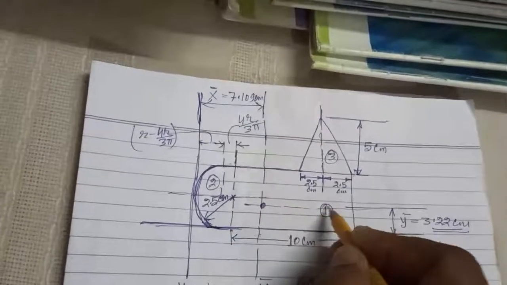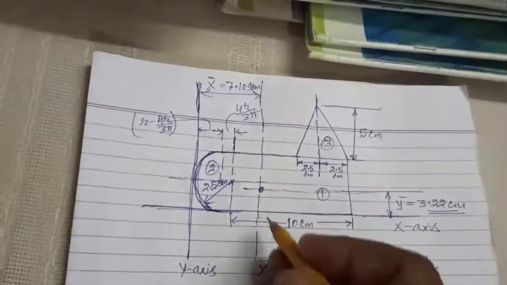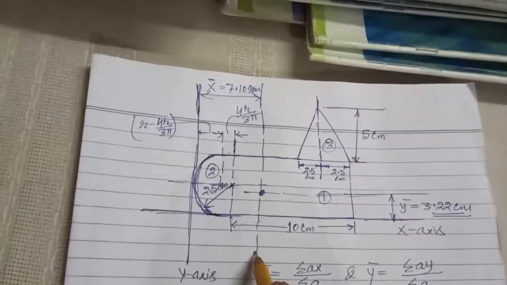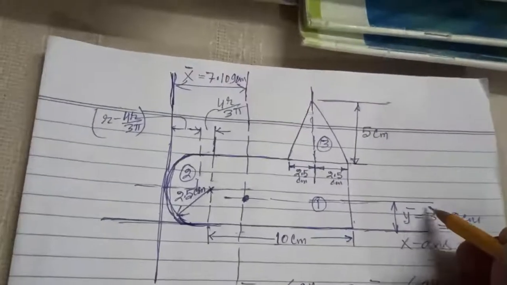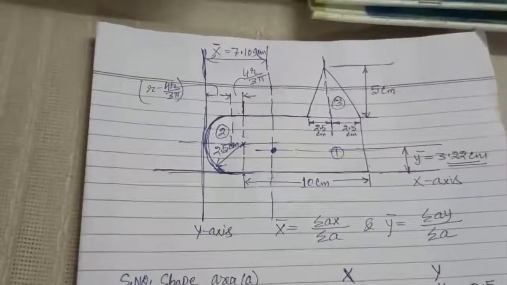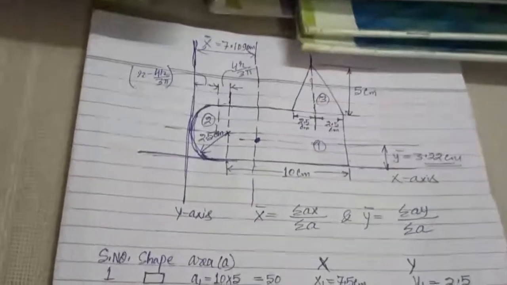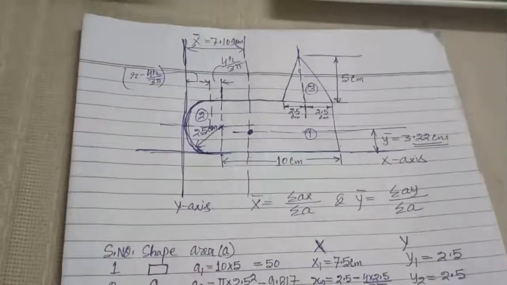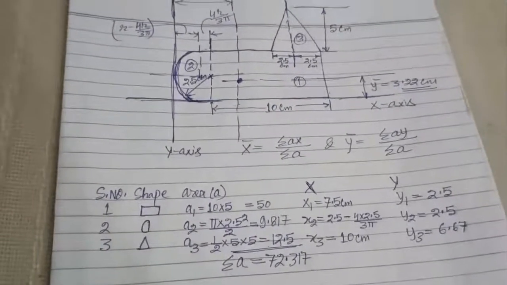So this is the centroid. Here X bar is 7.109 and Y bar is at 3.22 centimeter. So this is the solution of this problem. Now the next problem we will discuss in the next video. Okay, thank you very much.